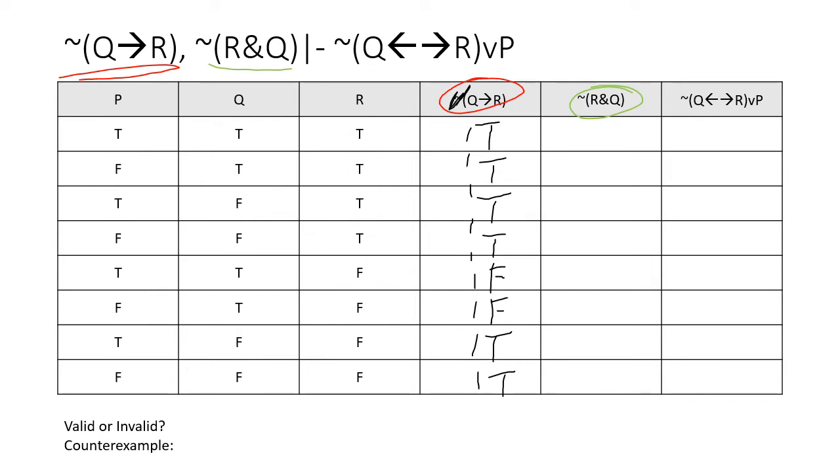The only place in which it's false is where the antecedent or left side is true and the right side or consequent is false. And so now we can bring back in the tilde and we're just going to flip these values like so. And we can get rid of this column here so it doesn't confuse us. And then we'll work on this next one.